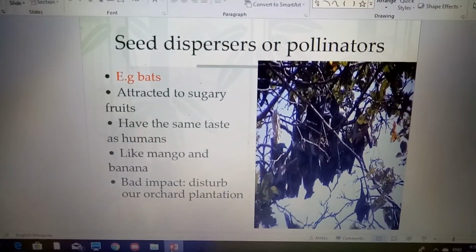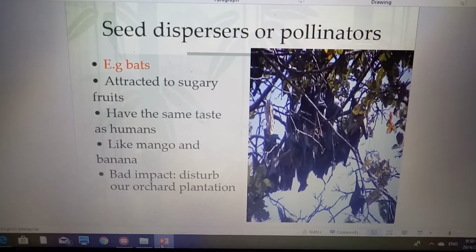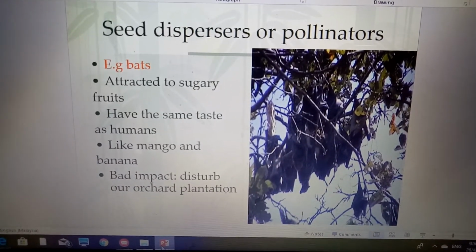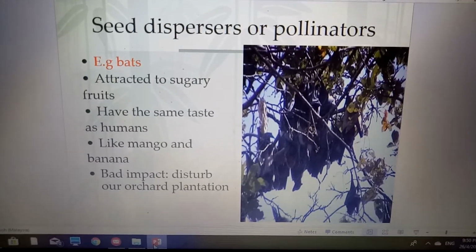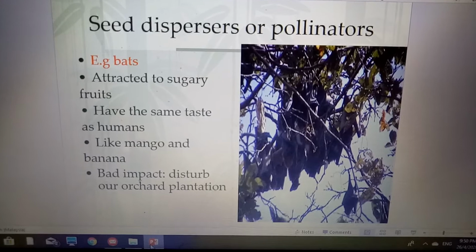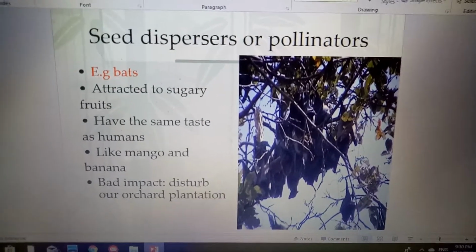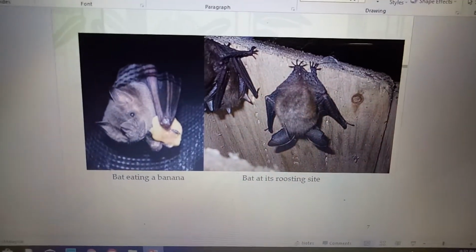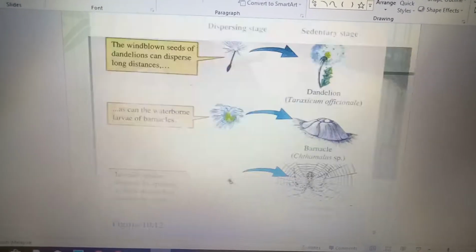This one is about seed dispersers or pollinators. For example, here is a bat. A bat is attracted to sugary fruits, which taste the same to it as to humans, like mango and banana. The bat's impact is that it disturbs our orchard plantations. So this is just a bat eating a banana and roosting.